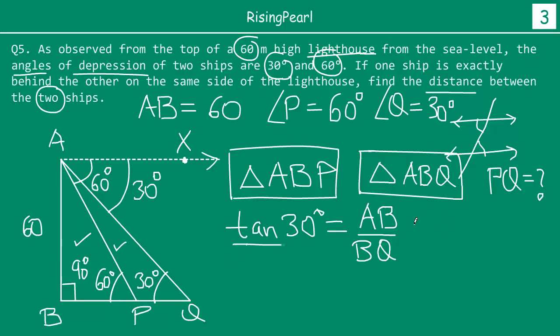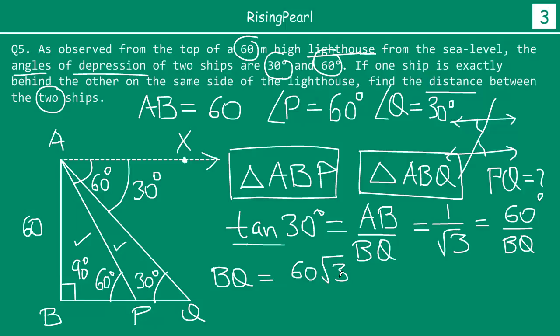So we are looking for a relationship between opposite sides and adjacent sides, and tan is the trigonometric ratio that gives it to us. So here, continuing forward, tan 30 degrees is 1 by square root 3. That is the value of tan 30 degrees. So we have AB, which is 60. Let's write it here to save some space. So AB is 60 divided by BQ. Or in other words, what we are seeing is BQ is equal to 60 times square root 3. So this goes here, cross multiplication. So BQ is equal to 60 times square root 3.